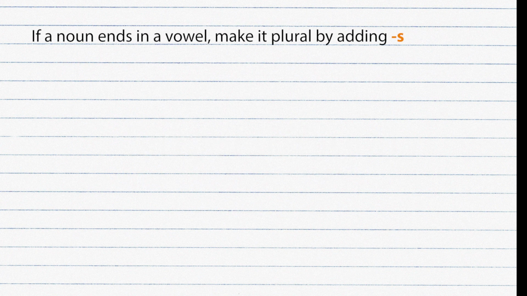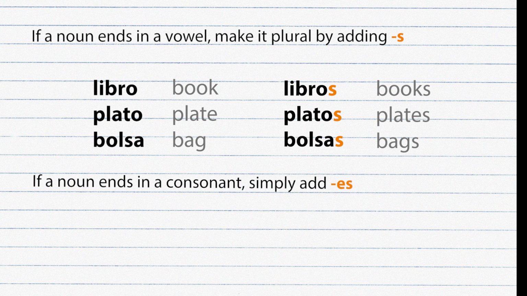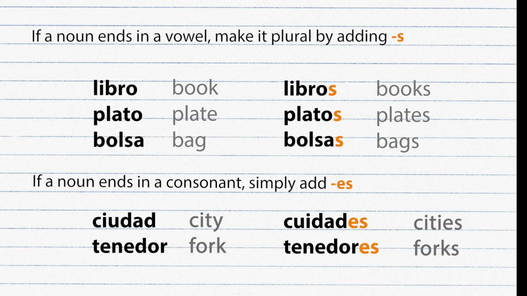If a noun ends with a vowel, we make it plural by adding s. Libro, libros. Plato, platos. Bolsa, bolsas. If a noun ends with a consonant, simply add es to make it plural. Ciudad, ciudades. Tenedor, tenedores.